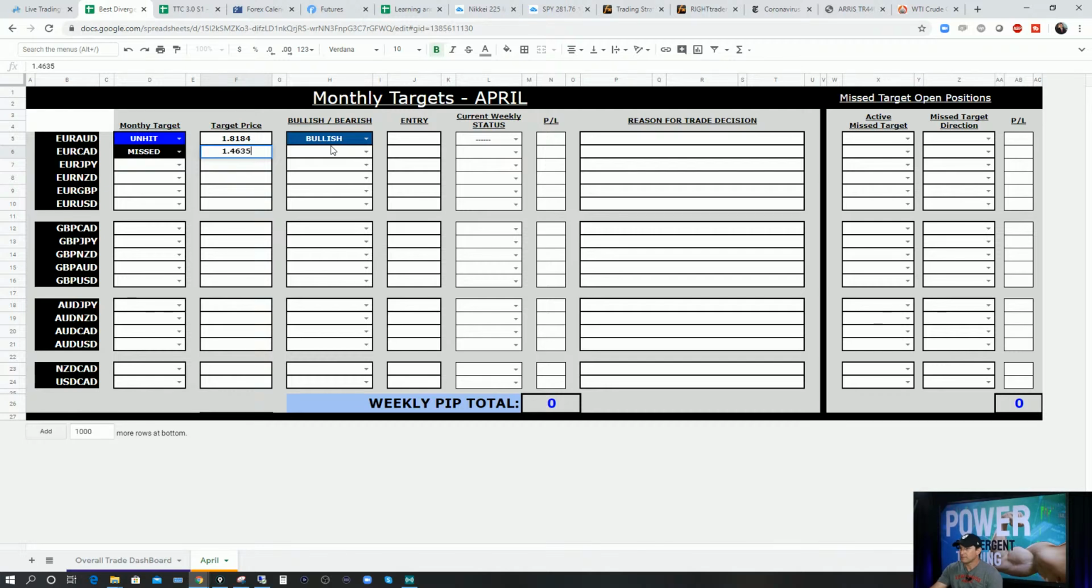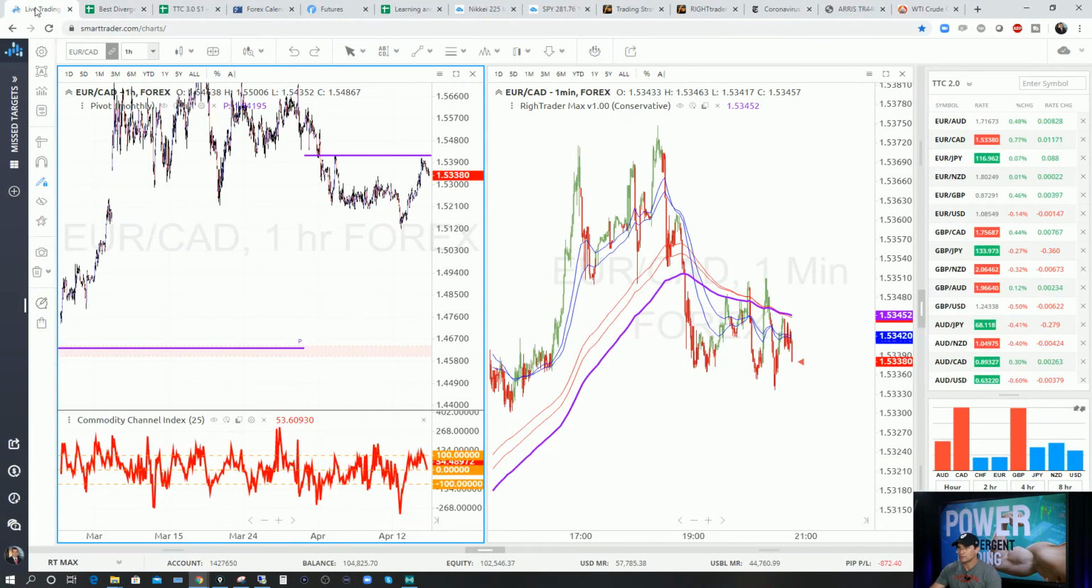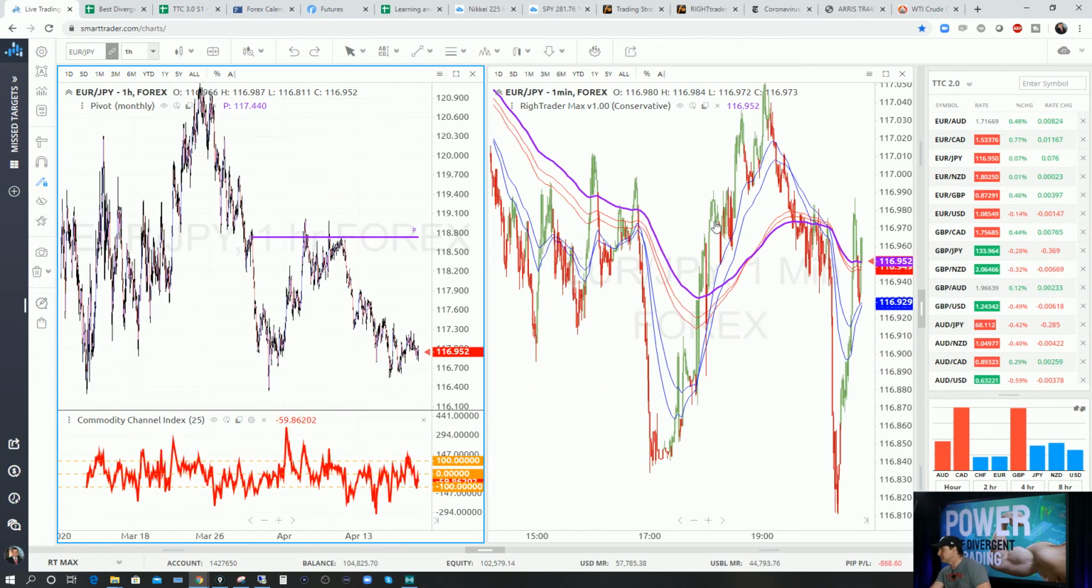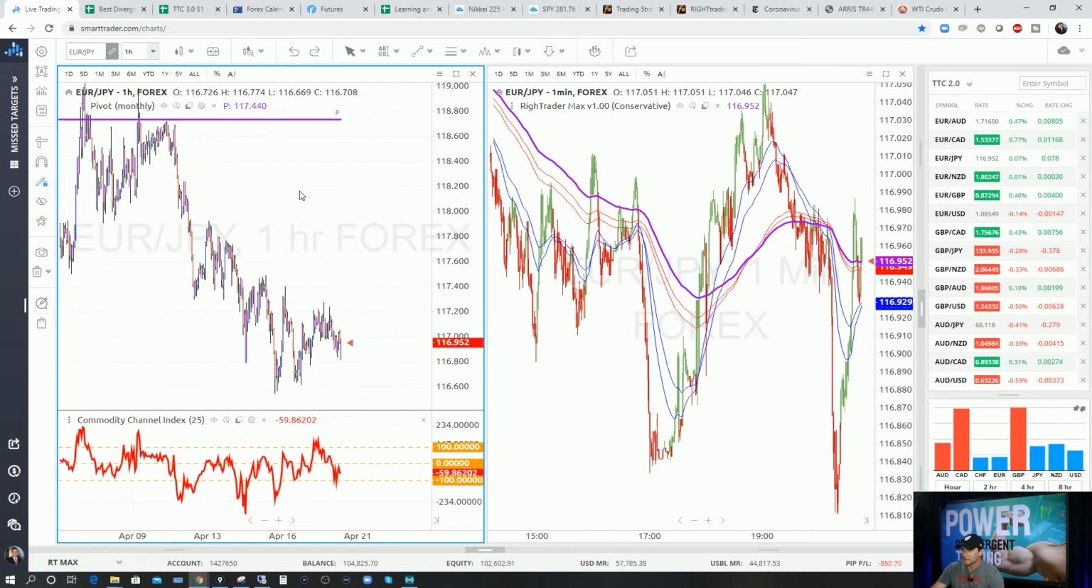46.35. All right, and this would be a bearish target down south. Nothing at the moment right now that I'm going to go ahead and fire trades at. Let's go look at the Euro JPY. What I'm doing right now is I'm just building up a combination of trading opportunities right here.